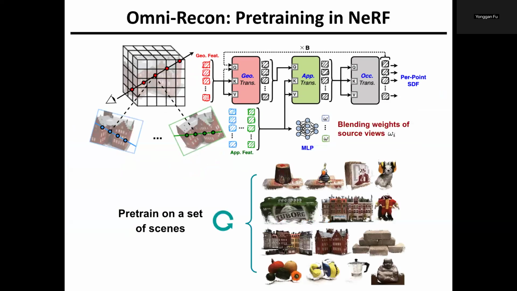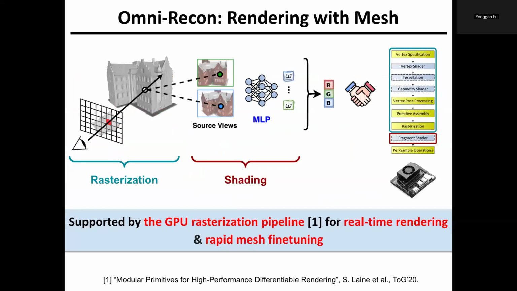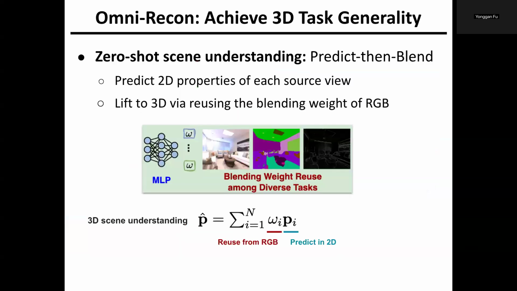After pre-training our backbone on a set of things, at rendering time, the geometry branch is baked into meshes, and the appearance branch is fitted into the fragment shader. As such, the whole pipeline is simplified to a mesh rasterization process plus a shading process on the GPU rasterization pipeline. We can also rapidly fine-tune the mesh and the shader for better quality by leveraging the NVDiffrast framework.